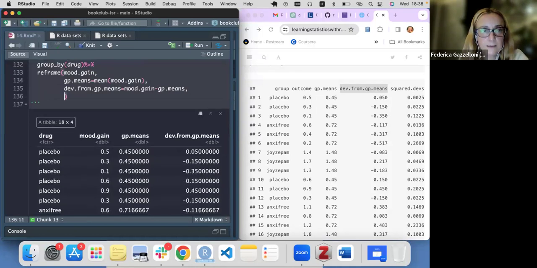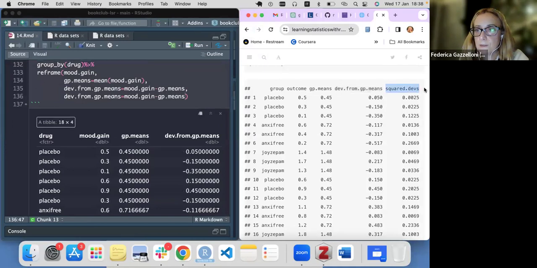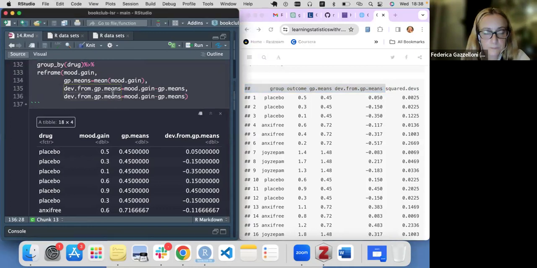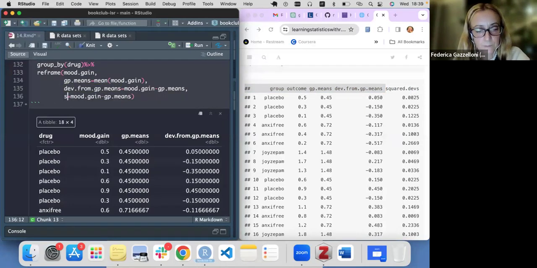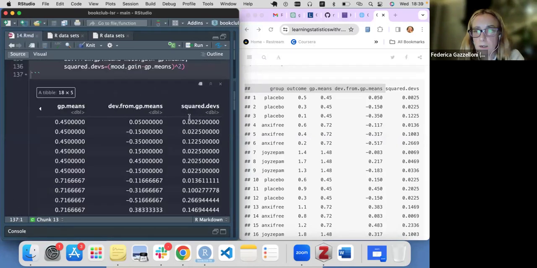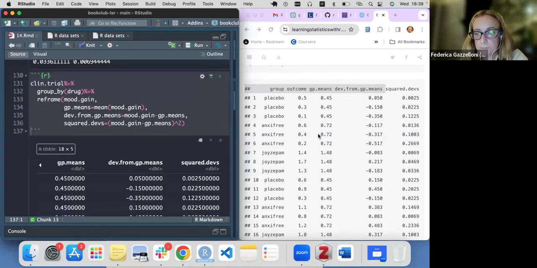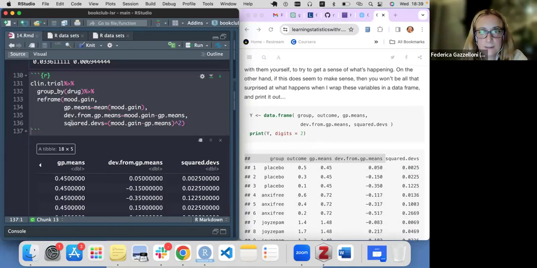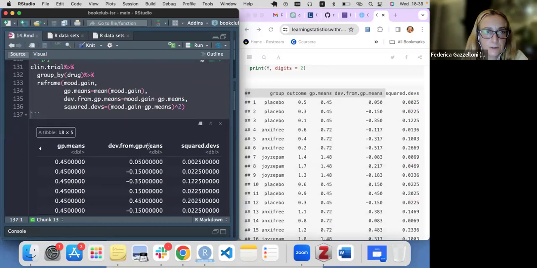You have it there. As well, we do the same, but we just copy and paste and modify. Call it square devs. And we square. Okay. And so we have this one. So this is our Y data. So we can round all these values. We can round them. Okay.